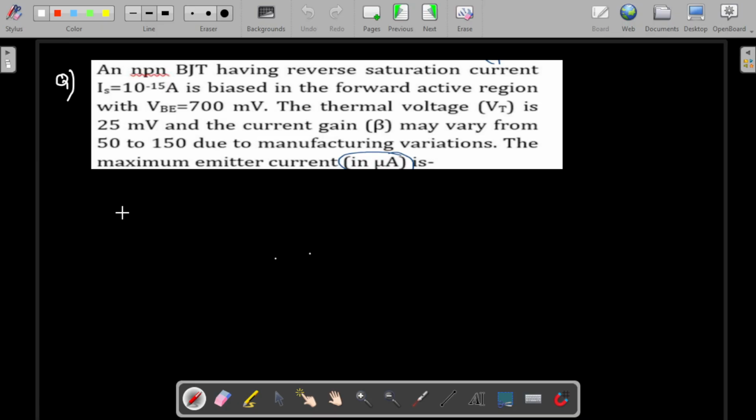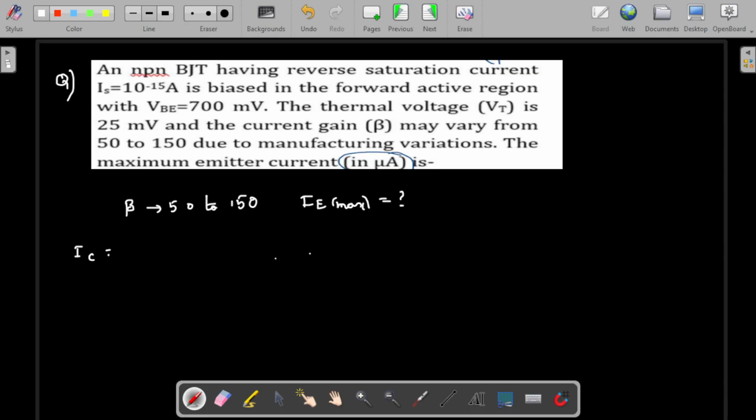So here you see the current gain beta, which can vary from 50 to 150 due to manufacturing effect. So they are asking us to find out IE max. So at what configuration the IE will be max. So that is what the question is. So let's directly take our condition.